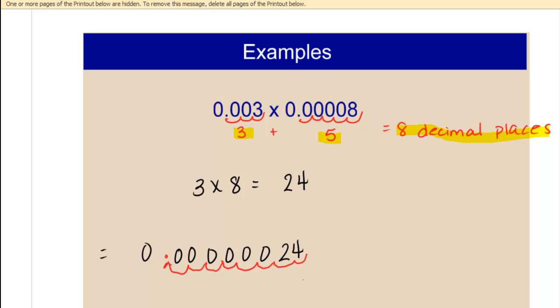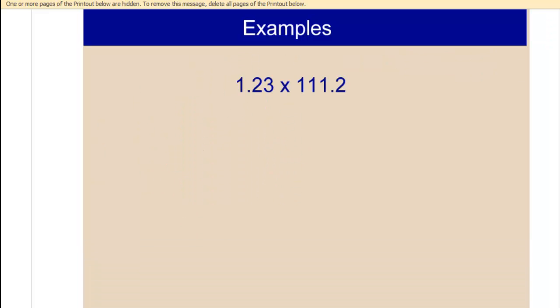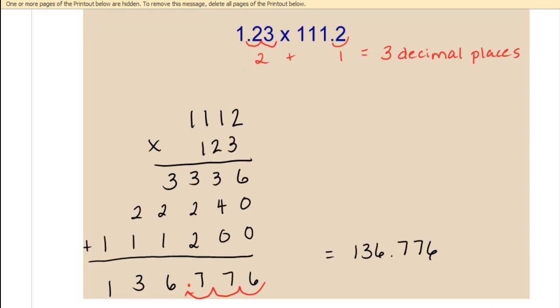Then move your decimal 8 places back from the very end of 24. So as you can see here, I'm moving my decimal 8 places back and then filling in all these zeros as placeholders, and of course you always want to put a 0 on the left hand side of your decimal. So that's your final answer. Go ahead and try this next example and check back to see how you did.